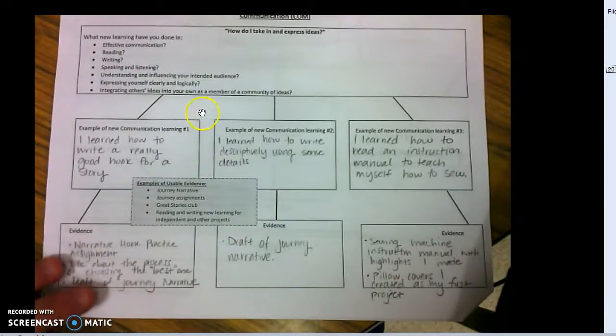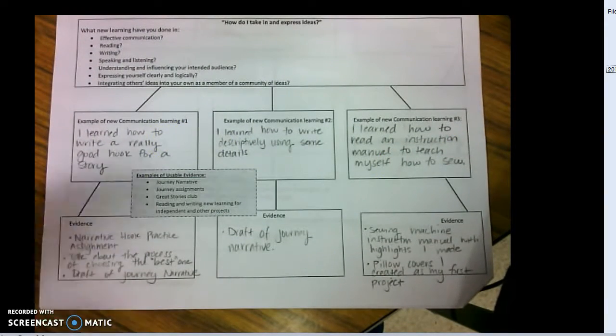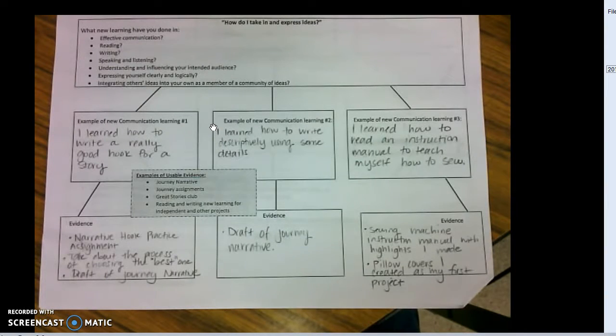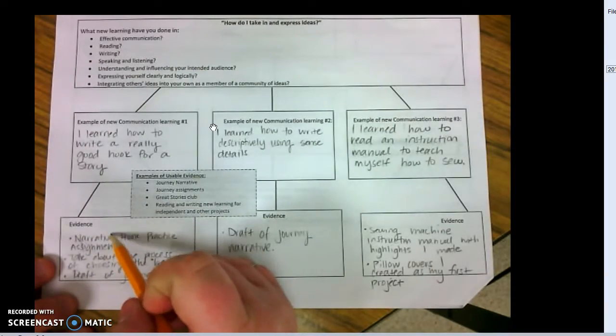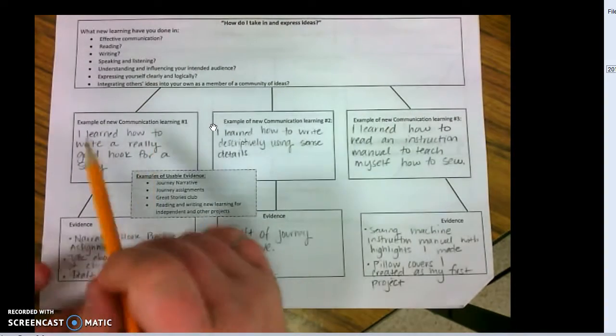So for my communication, I have my 3 new learning. Communication is reading and writing, speaking and listening, understanding and influencing your audience, and then backing up what you have to say with evidence. So the idea here is that we're going to be working on finding that evidence, because that's how you demonstrate your learning in each area.